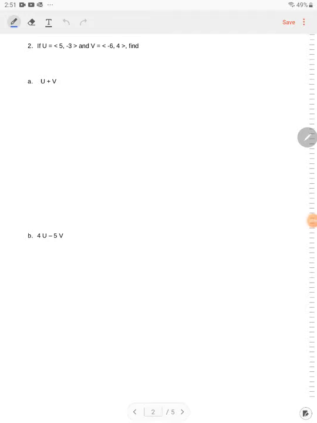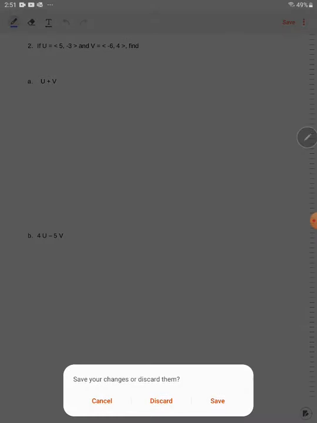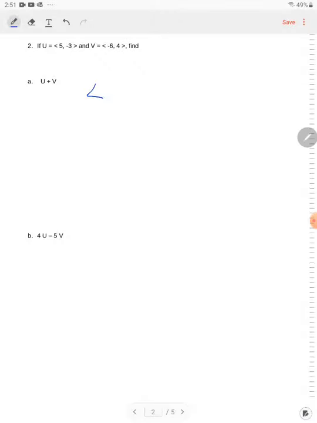All right. If u is equal to 5, -3, and v is equal to -6, 4, find the following. To add your vectors algebraically, you just add your first components together and your second components together. It will be a vector answer, so it will look like this. Your answer is going to be 5 plus -6, comma, -3 plus 4. That's -1, 1.